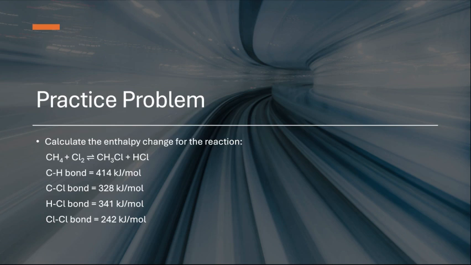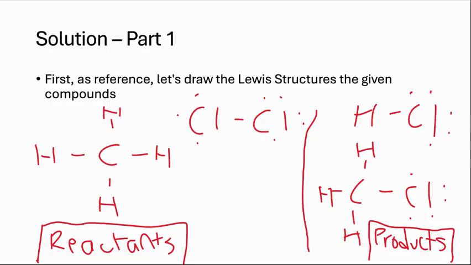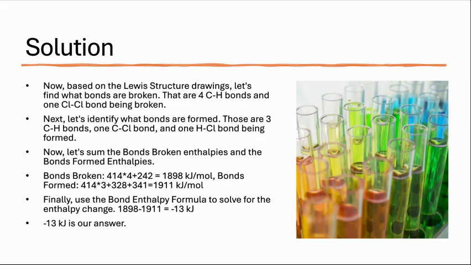We have the sum of the bonds broken and the sum of the bonds formed. So all we have to do is subtract them, which is 1898 minus 1911, and that is equal to negative 13 kilojoules. So that is our delta H. That is our enthalpy change, and that should be our answer.